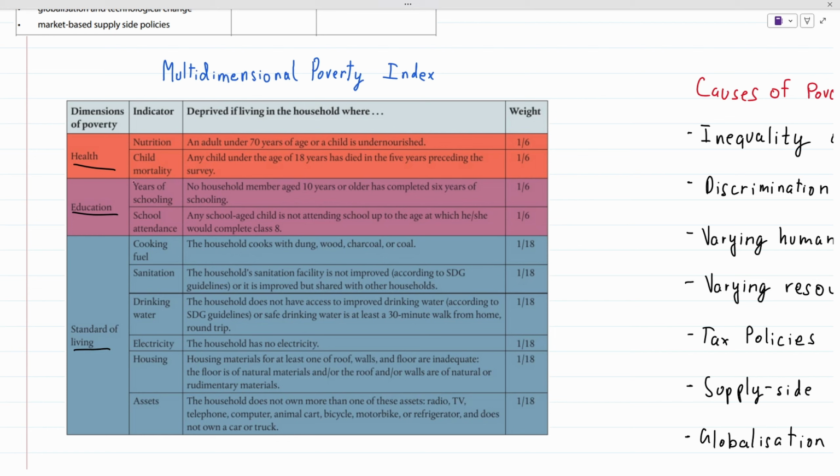Similarly, for education, they look at years of schooling and school attendance. And for standard of living, they look at many different factors. All of them might not be listed here as well. What's important here to know is these three factors: health, education, and standard of living. It's good if you know these ones as well.